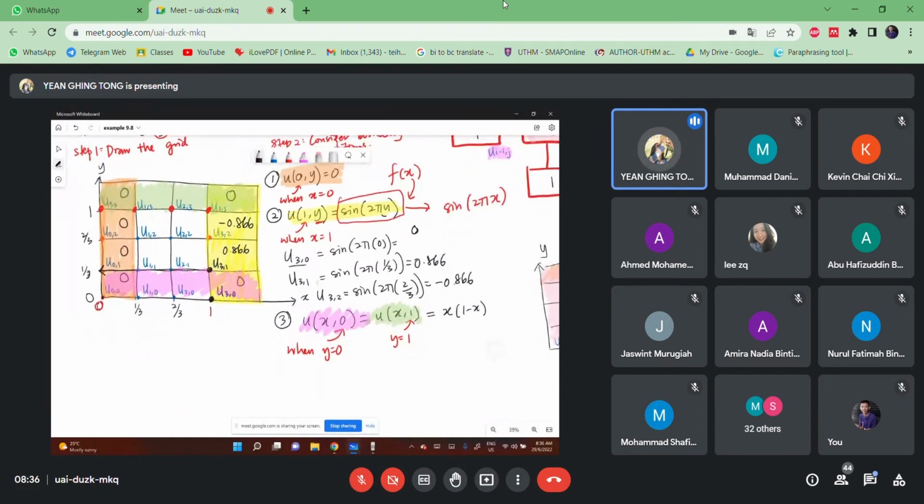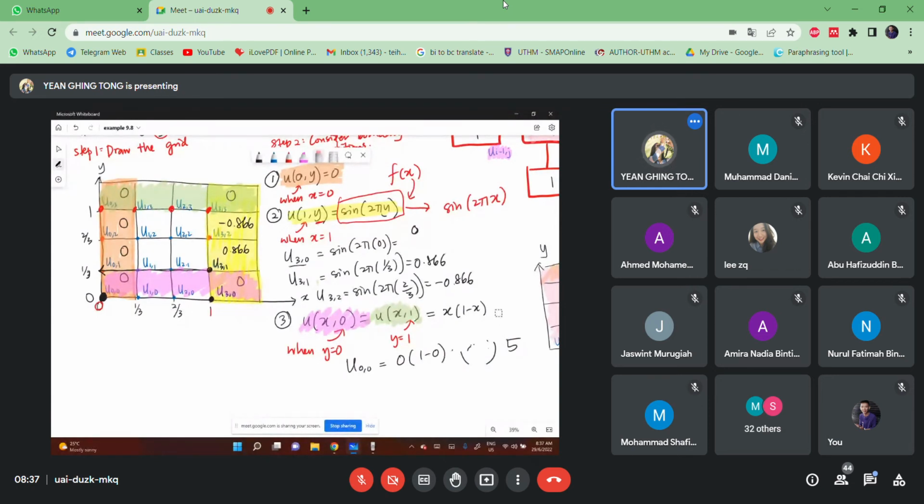Either you calculate one by one like this. Because u(0,0) we already calculated just now, it doesn't matter. You can try to calculate again and check whether you get 0 or not. When x is 0, 0 times (1 minus 0) is equal to 0. Let's say in case you use another boundary condition and you cannot get this 0. Let's say you get 5, I just assume.